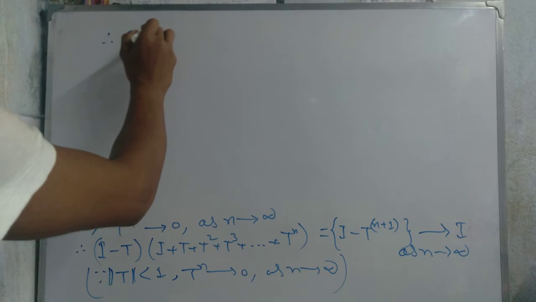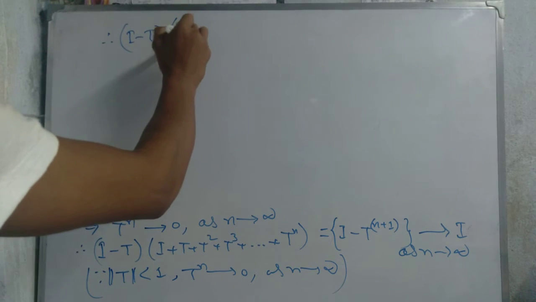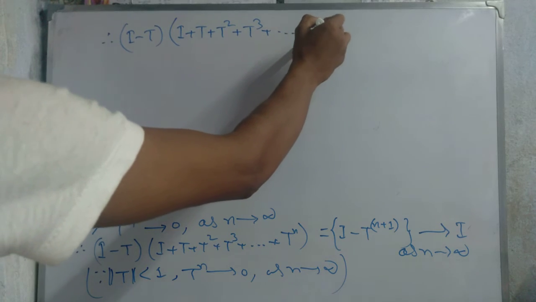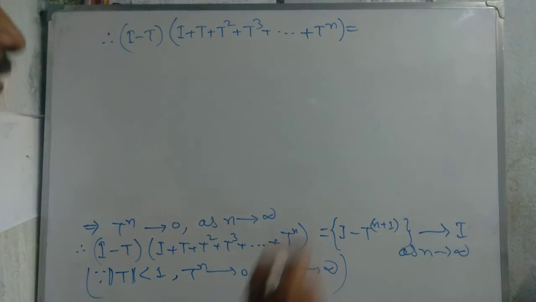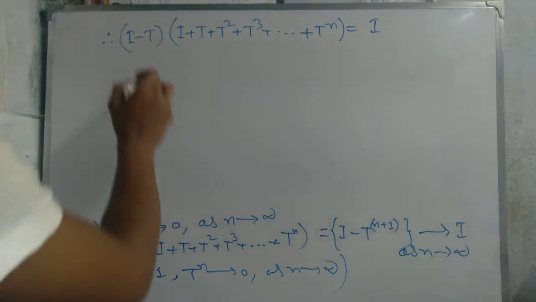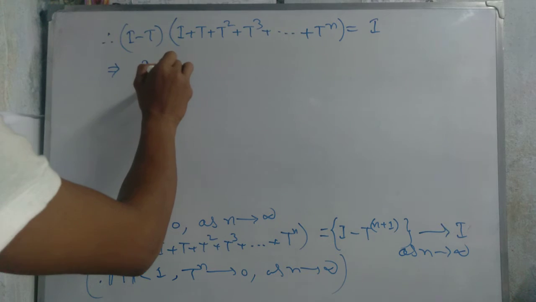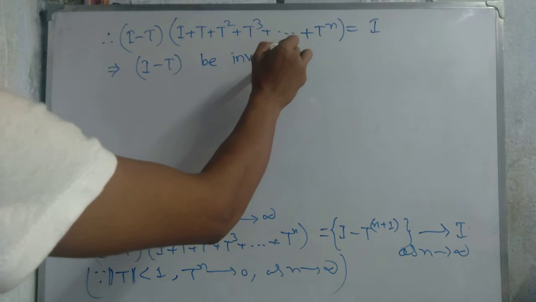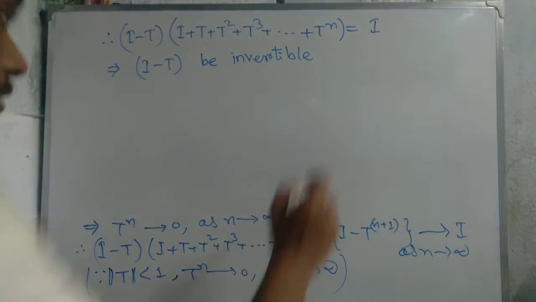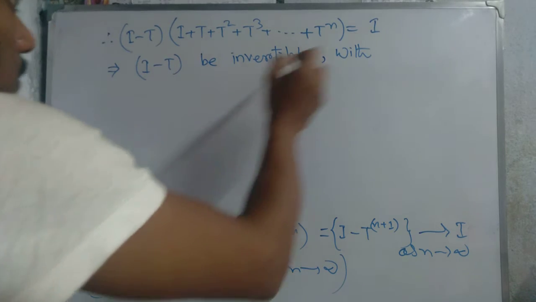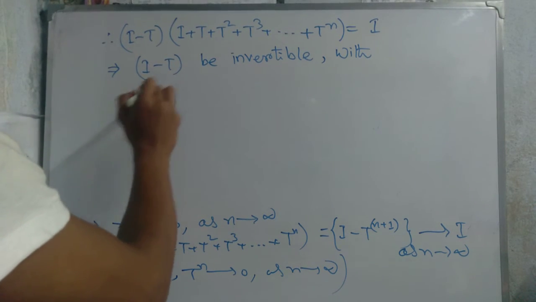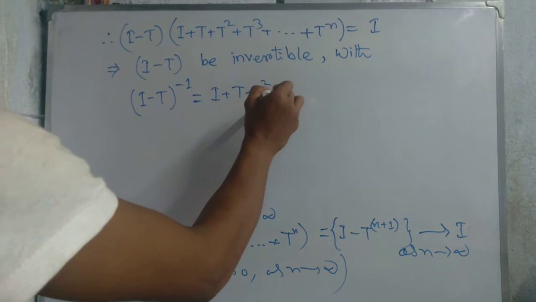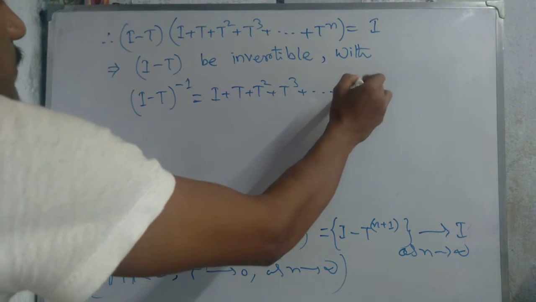Now here (I − t)(I + t + t² + t³ + ... + tⁿ) equals I. This implies that I − t is invertible, with (I − t) inverse equal to I + t + t² + t³ + ... + tⁿ.